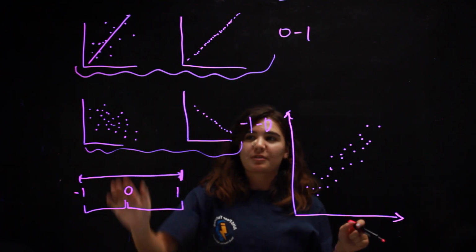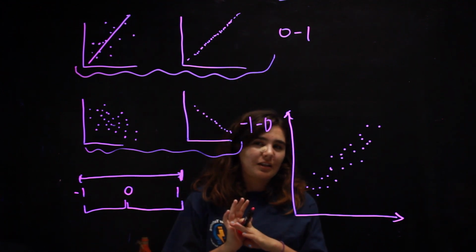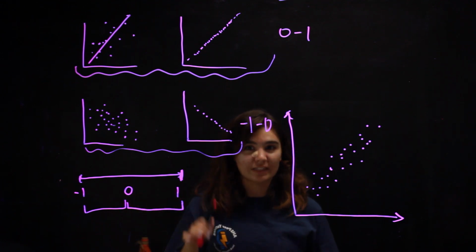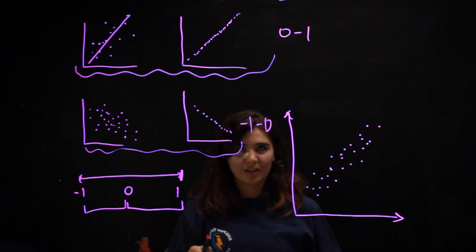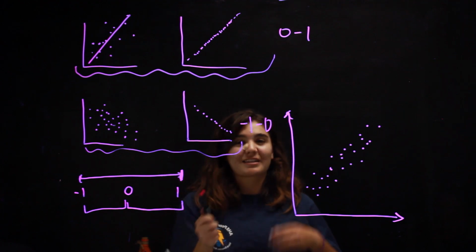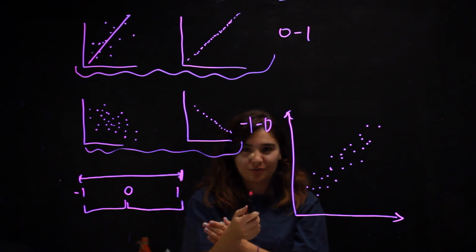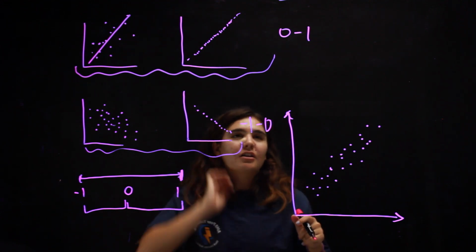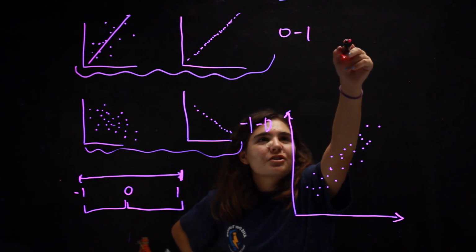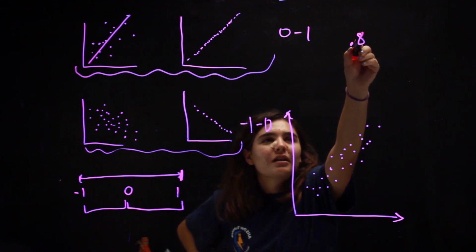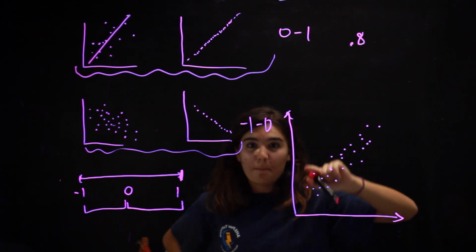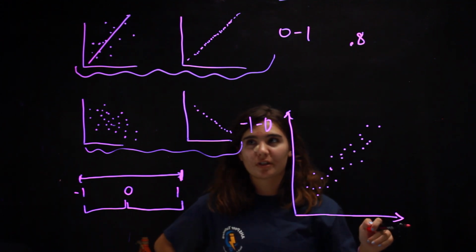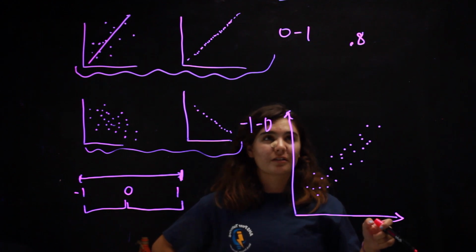0 represents that there is no linear trend between these. You can't really draw a linear line of best fit. And 1 represents that it is right on the line of best fit. All of the points are on the line of best fit. So if we had a correlation coefficient of 0.8, that would mean that a lot of the data points are very, very close to the line of best fit or on it, right?